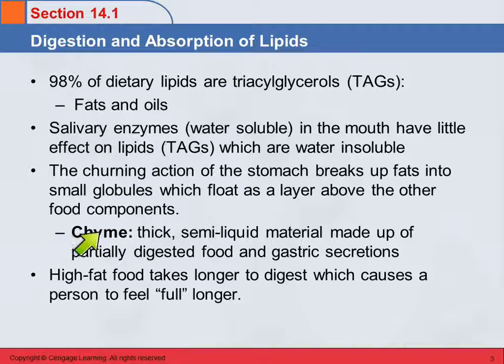And I believe this is pronounced chyme. Yeah, okay. Chyme, that's a new word to me. That's that thick, semi-liquid material made up of partially digested food and gastric secretions. That sounds so appetizing.